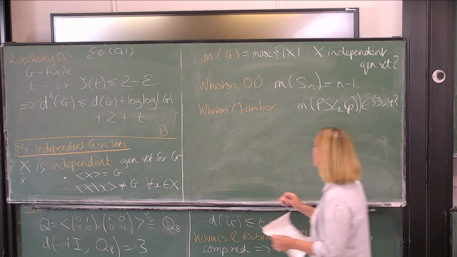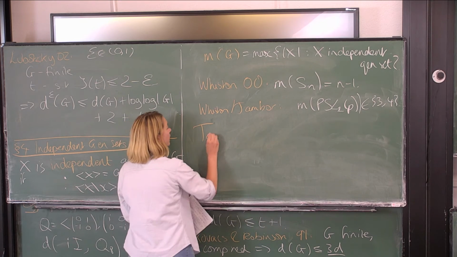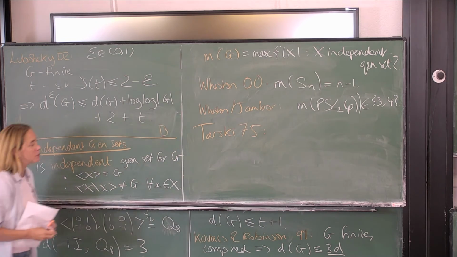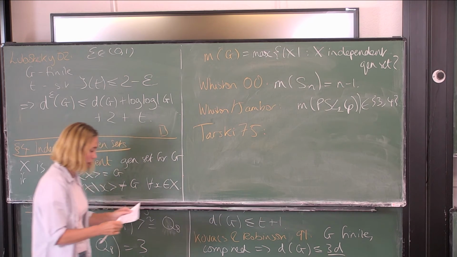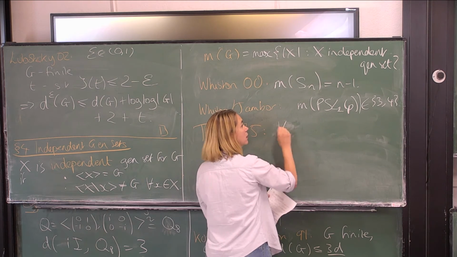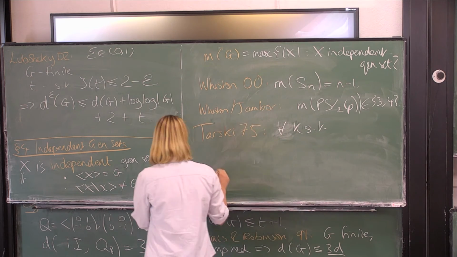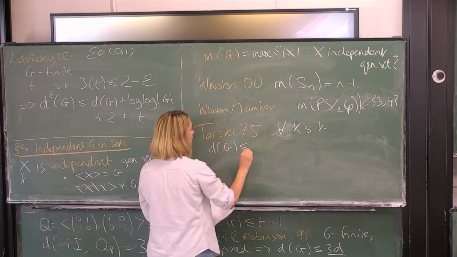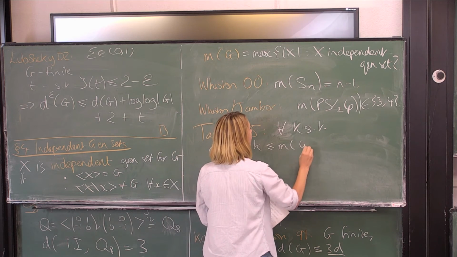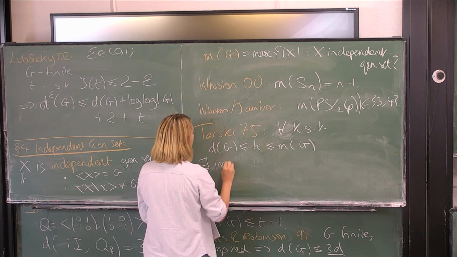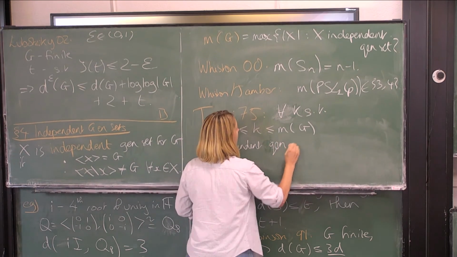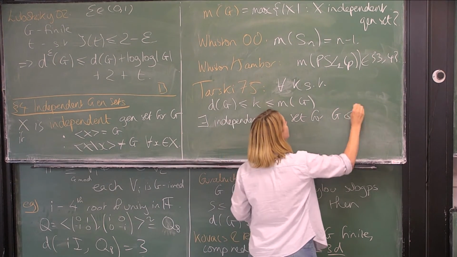There's a lovely universal algebra result that Andrea recently taught me, due to Tarski in 1975. So this might give something resembling a proof strategy for some of these, which says that for every K such that D of G is less than or equal to K is less than or equal to M of G, there exists an independent generating set for G of size K.